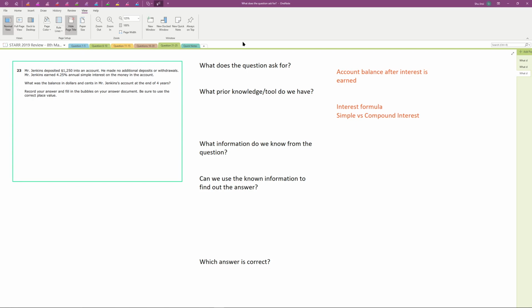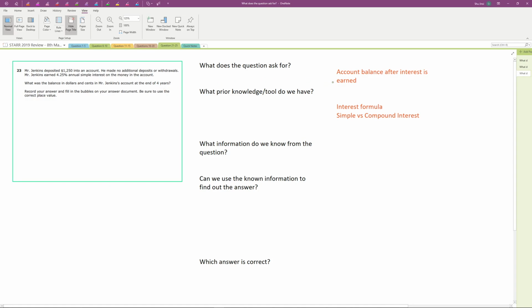It says, Mr. Jenkins deposited $1,250 into an account. He made no additional deposits or withdrawals. Mr. Jenkins earned 4.25% annual simple interest on the money in the account. What was the balance in dollars and cents in Mr. Jenkins's account at the end of 4 years?